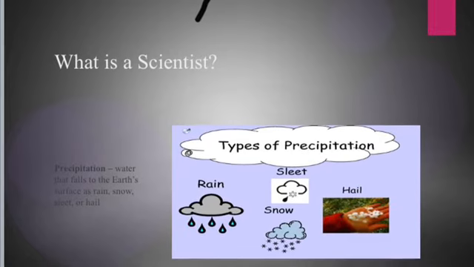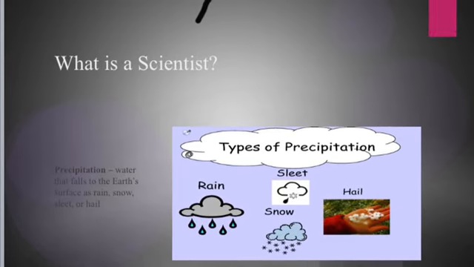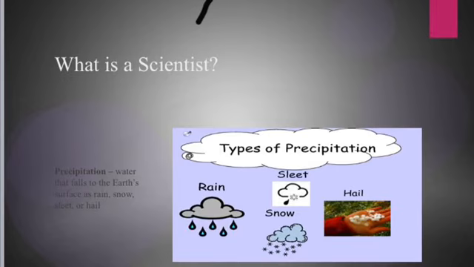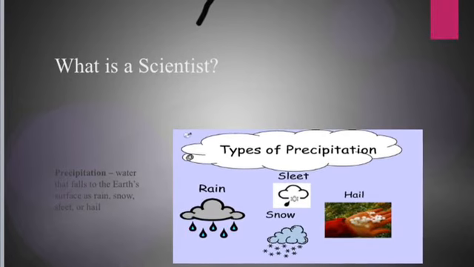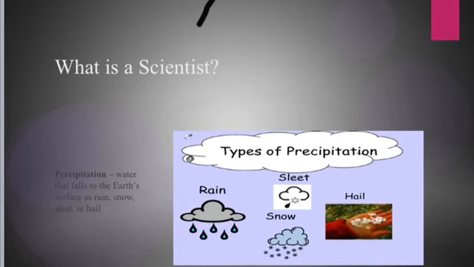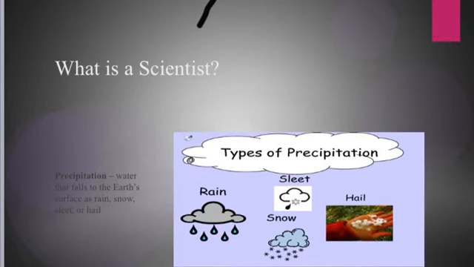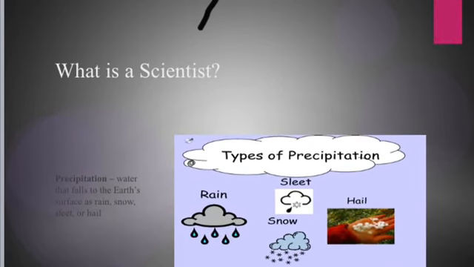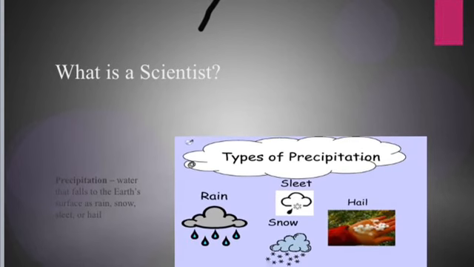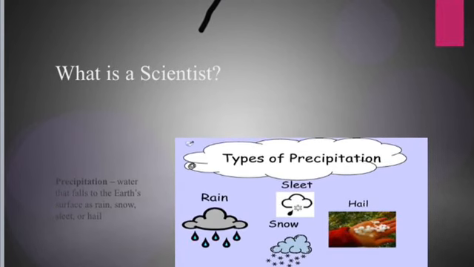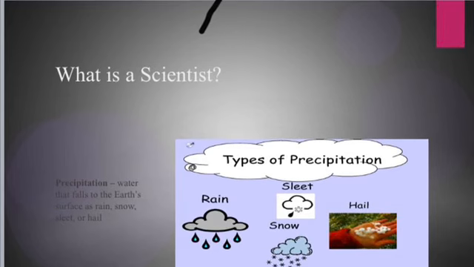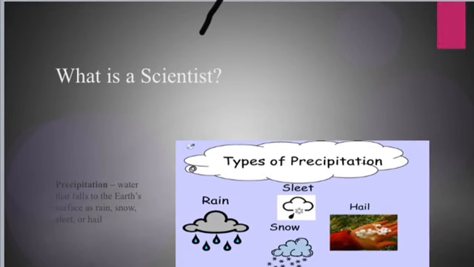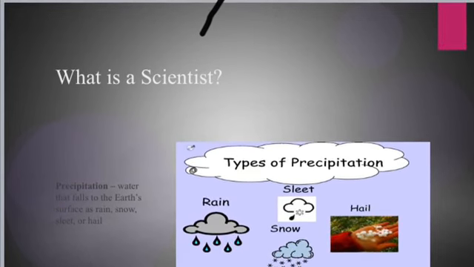What is a scientist? We're always learning about different things. The next thing we're going to learn about is types of precipitation. What is precipitation? Water that falls to the earth's surface as rain, snow, sleet, or hail. We learned about that last week. So what's your favorite type of weather?